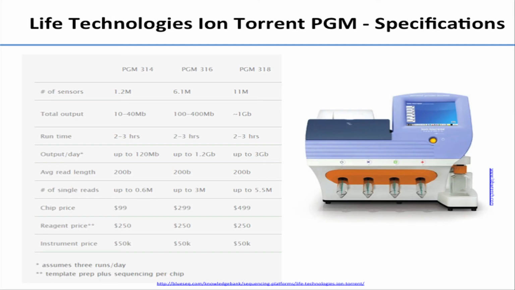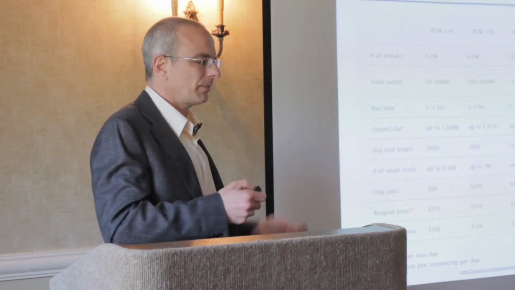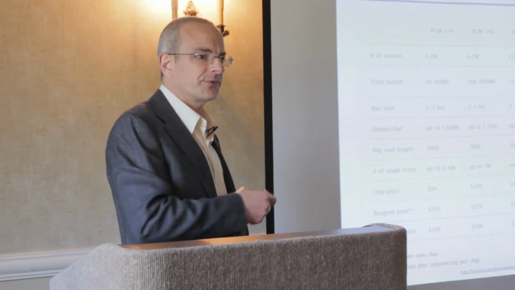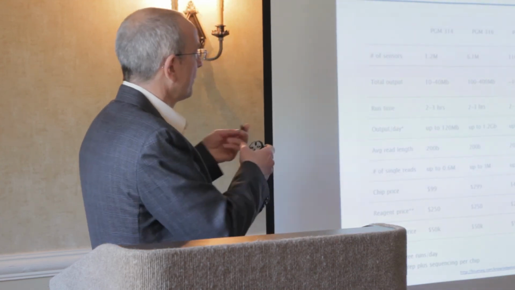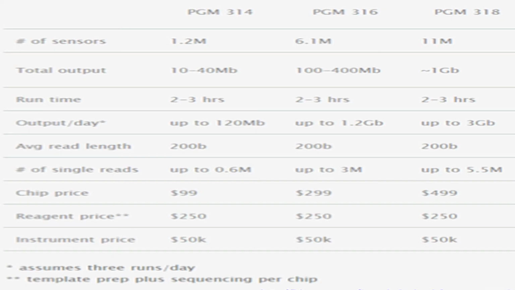When you look at the first chip that came out, the PGM 314, the 314 has 1.2 million sites, and I'll show you how those 1.2 million sites come together, with an output of 40 million bases of data. That's a volume. I just showed you the Sanger sequencing. You'd be lucky if you got 200-300 base pairs. This is like 40 million, so it's huge. Runtime is pretty quick to get 40 million. There's no way you get 40 million doing the Sanger sequencing the old way.